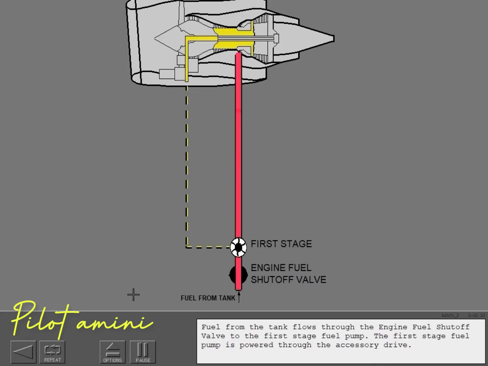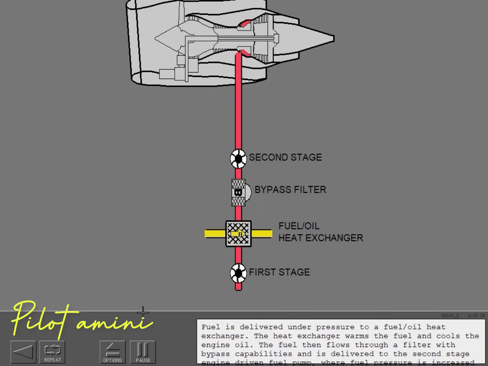Fuel from the tank flows through the engine fuel shutoff valve to the first stage fuel pump. The first stage fuel pump is powered through the accessory drive. Fuel is delivered under pressure to a fuel oil heat exchanger. The heat exchanger warms the fuel and cools the engine oil. The fuel then flows through a filter with bypass capabilities and is delivered to the second stage engine-driven fuel pump, where fuel pressure is increased for proper combustion.